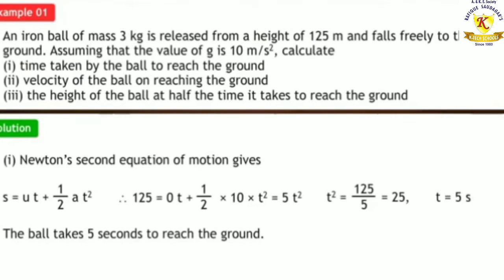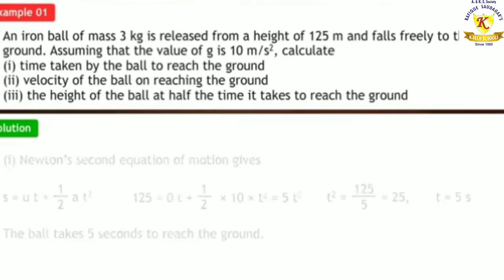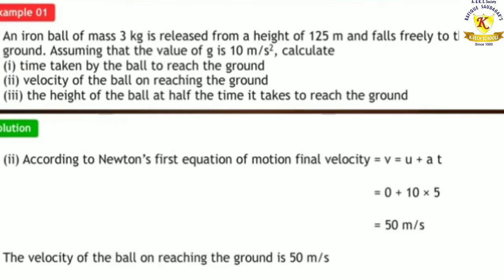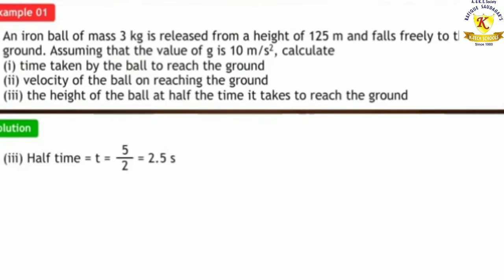The ball takes 5 seconds to reach the ground. According to Newton's first equation of motion, final velocity v is equal to u plus at, which is equal to 0 plus 10 into 5, which is 50 meter per second. So the velocity of the ball on reaching the ground is 50 meter per second. And half time, that is t, is equal to 5 upon 2, which is 2.5 seconds.